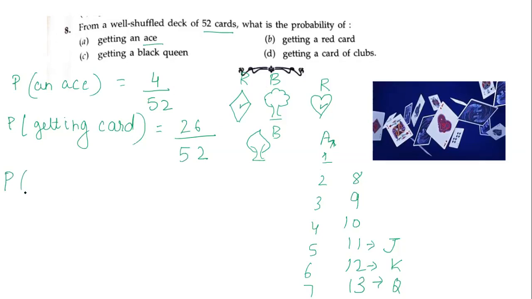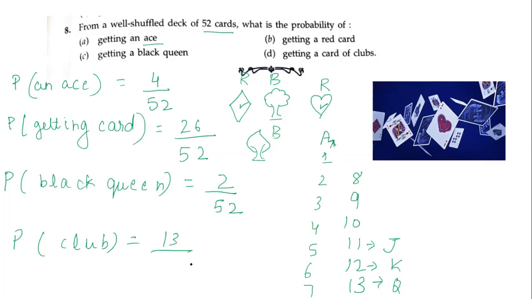प्रोबेबिलिटी ऑफ गेटिंग अ ब्लैक क्वीन, एक डेक ऑफ कार्ड्स में 4 क्वीन है, 2 रेड है और 2 ब्लैक है, तो ब्लैक क्वीन की क्या पॉसिबिलिटी है? 2 बाय 52। कार्ड ऑफ क्लब्स, क्लब इनमें से ही किसी के सिंबल को कहते हैं, तो प्रोबेबिलिटी ऑफ क्लब इज 13 कार्ड्स होते हैं हर एक सिंबल के डिवाइड बाय 52. That is the end of the chapter.